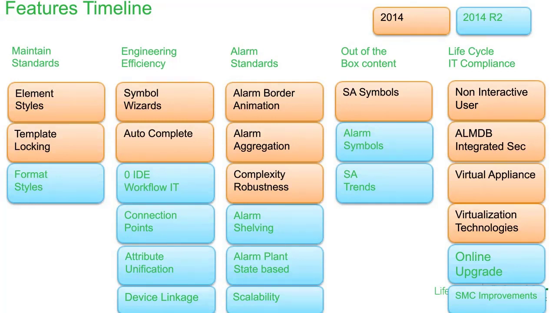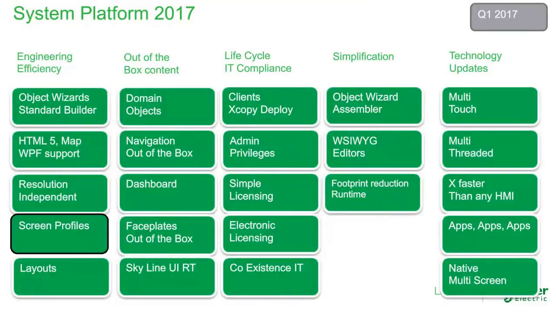And of course, your IT organizations around lifecycle compliance, doing things like virtualization support, online upgrades, stuff like that. And then, of course, the alarm standards and engineering efficiency. So those buckets, they came back in 2017. In 2017, a lot of the focus was around engineering efficiency. So how can we enable you, empower you to build things faster and with less effort?